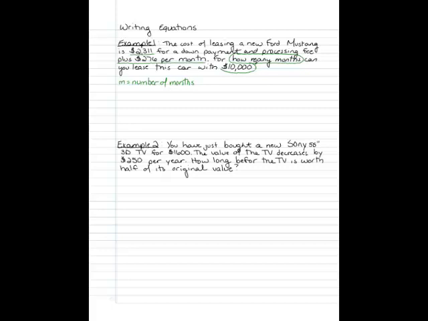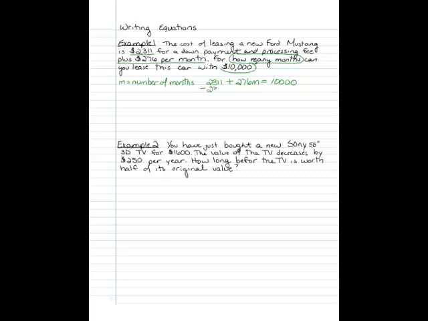So the cost of leasing a new Ford Mustang is $2,311 plus $276 per month. And you only have $10,000 to work with. So the equation, you're going to start with this $2,311 plus $276 per month. So 276 times the number of months, times M, equals your $10,000. Now you have an equation that you can solve.